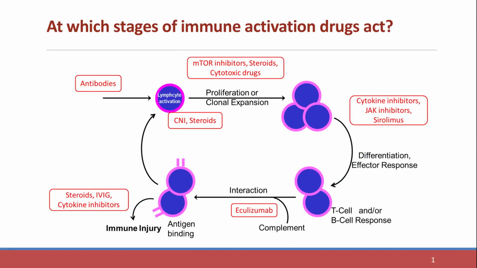This is a key conceptual slide showing where drugs act along the immune activation pathway. We move from activation to proliferation, differentiation, and finally effector response. Different drugs act at different stages. Understanding this allows us to rationally combine therapies and anticipate adverse effects. It is important to note that most drugs do not block antigen recognition directly but act downstream at activation or proliferation stages.